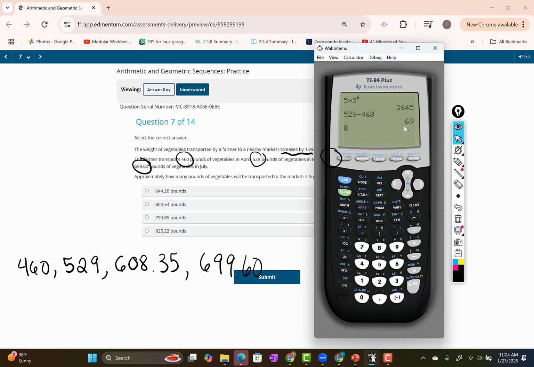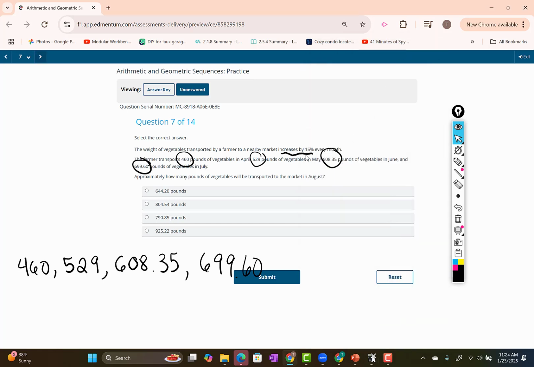This means that if this is an arithmetic sequence, that should be the difference between all the terms. So let's take the third term, 608.35, and subtract the second term, 529. You see, we're getting a different number, and the number has actually gotten bigger. A big clue: anytime you increase by a rate, like we do in this problem, it's going to be geometric, because 15% of a different number each month changes as we go month to month.